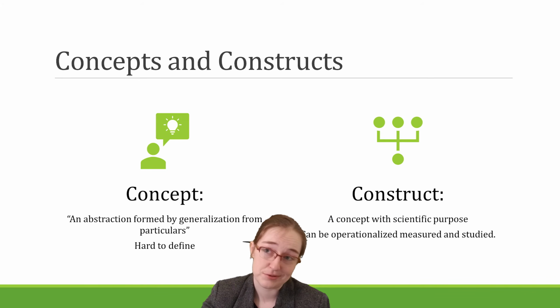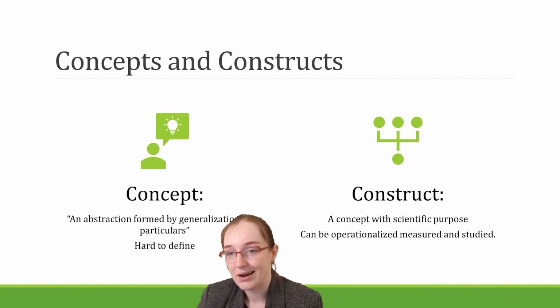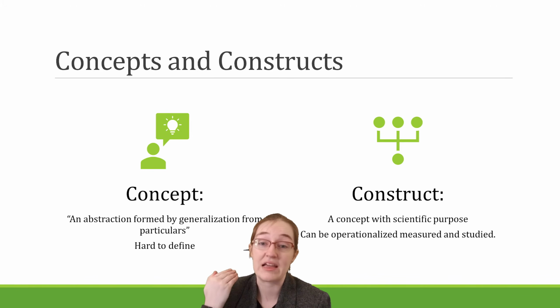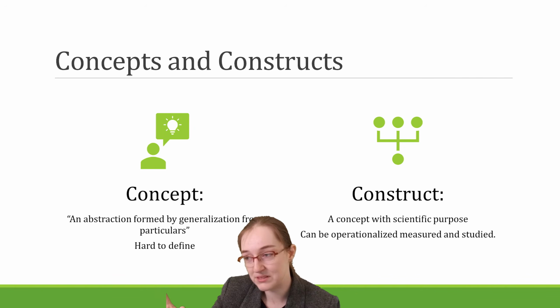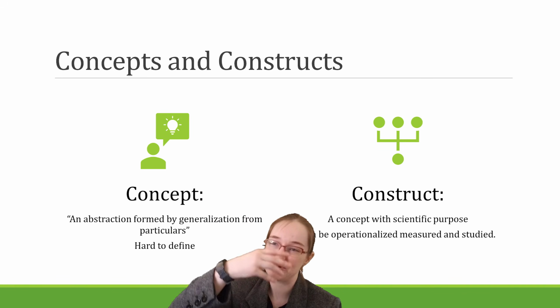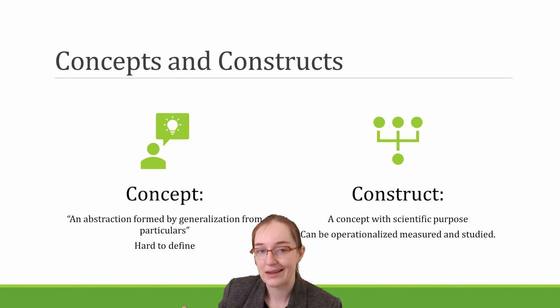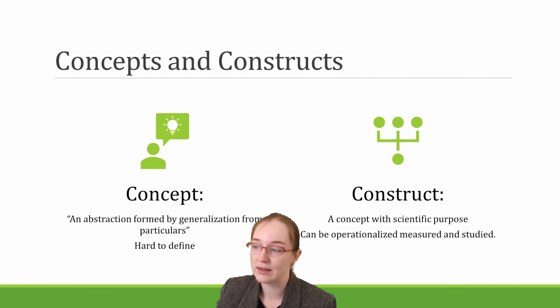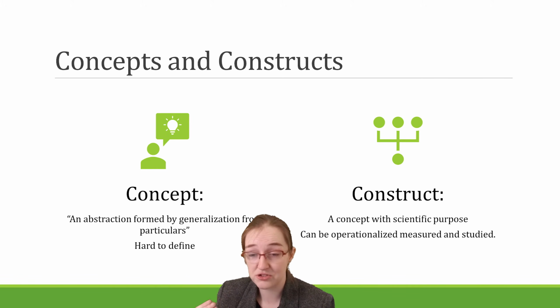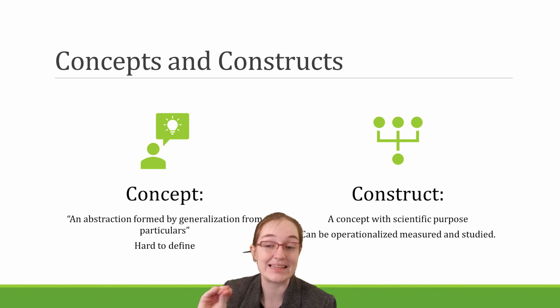So let's do a little more definitions. This is the definition module. A concept is an abstraction formed by generalization from particulars. Abstracts are hard to define. They're broad and capture kind of an ethereal idea. I will put in some examples here, just with some quotes, to compare intelligence as a concept versus a construct. A construct is a concept with scientific purpose.